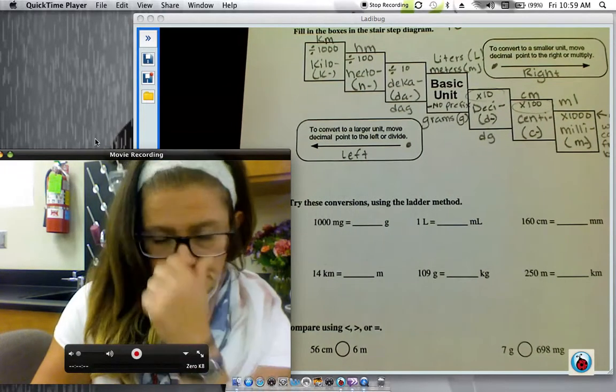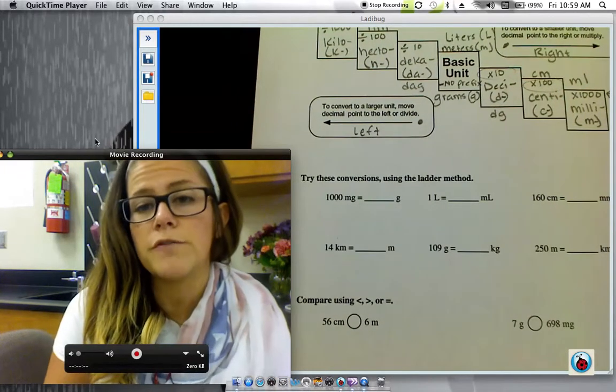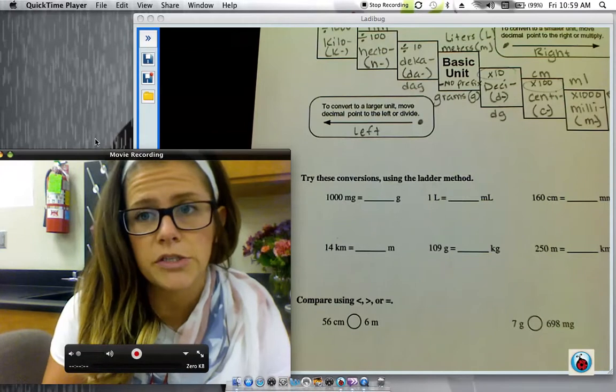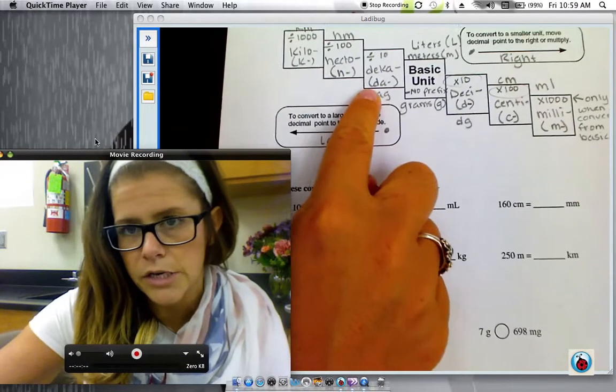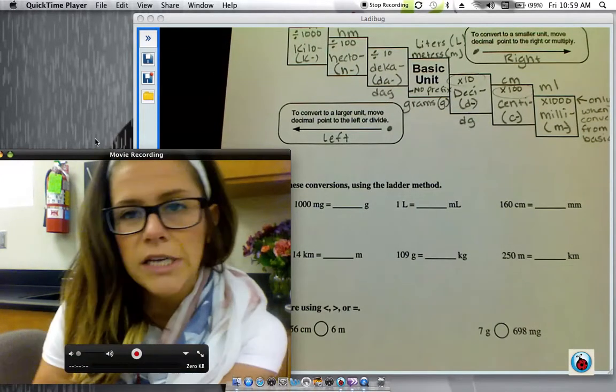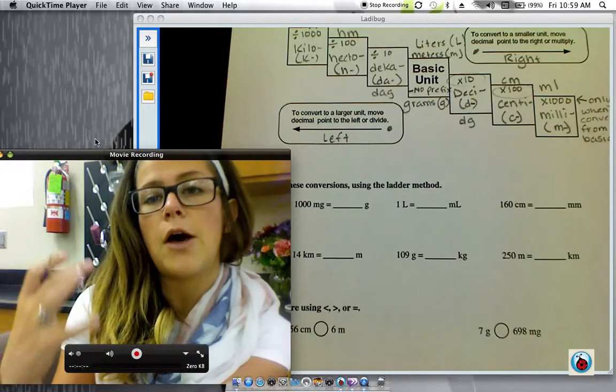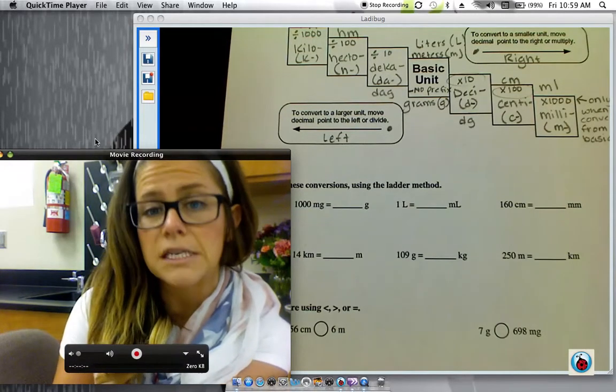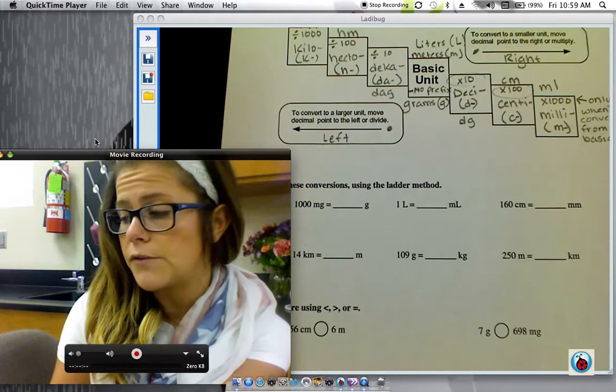Alright, so when we are going to convert from a larger or smaller unit to each other, we can use this ladder, and we can use a method of doing that. And so that's what this video is going to be about. It's about how you can use the ladder method to move a decimal to convert from different units.